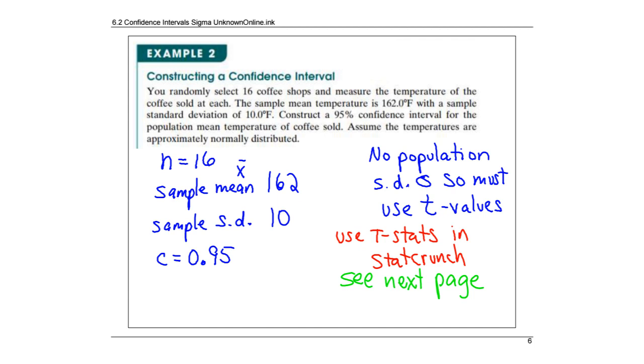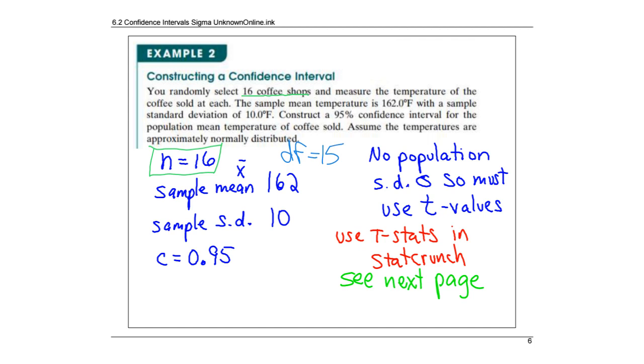So we are going to have to read very carefully because we need to see if we have the population standard deviation or the sample standard deviation. And you know, come the quiz and the test, they're going to mix those up. So we've randomly selected 16 coffee shops. That means that our n is going to equal 16. And then that also means that our degrees of freedom would equal 15, right? One less, 16 minus 1.